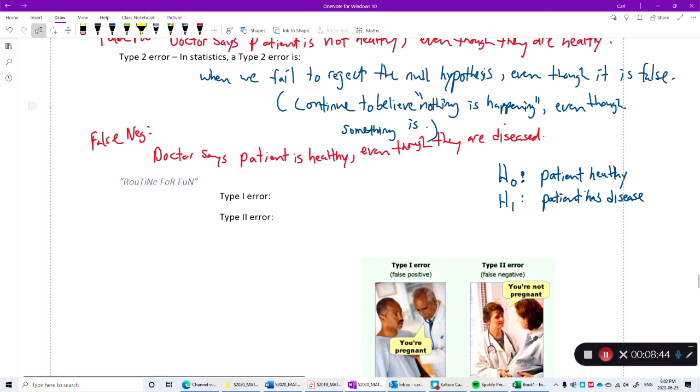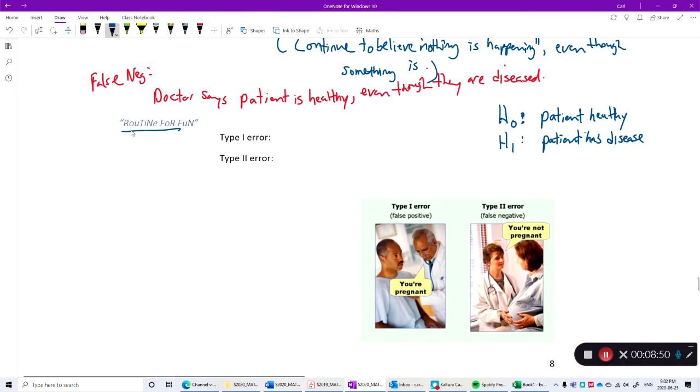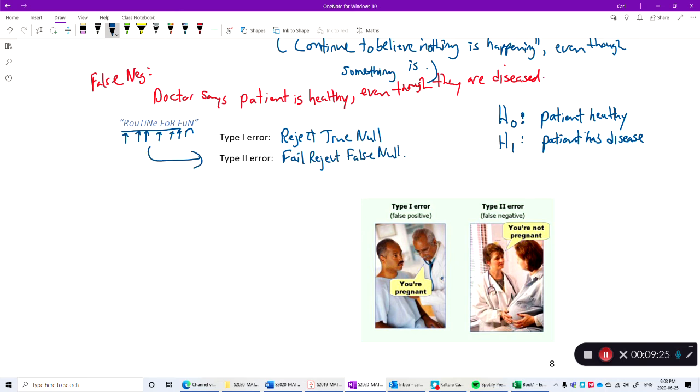Okay, so there's a little acronym here that we can use, a memory device: routine for fun. If you take that phrase and just look at the consonants, R, T, N, F, R, F, N, it tells us that a type 1 error is when we reject a true null, R, T, N. That's a type 1 error. F, R, F, N is when we fail to reject a false null. That's a type 2 error. So that might help you.